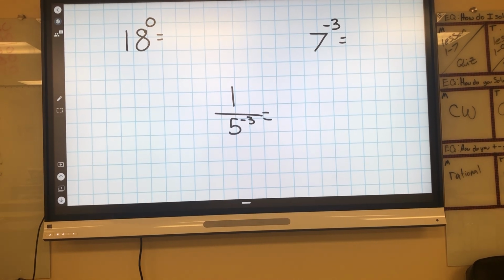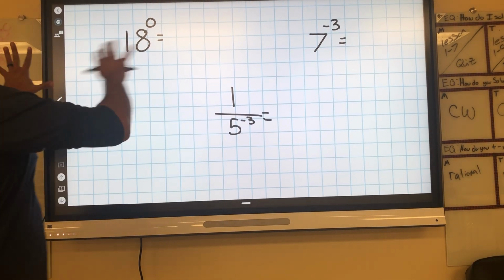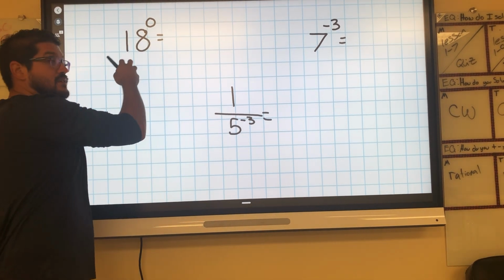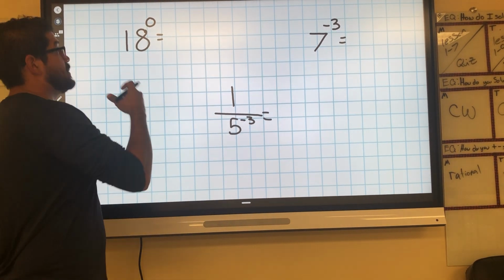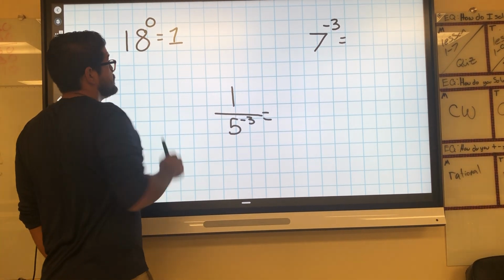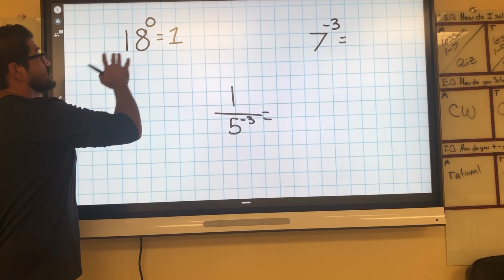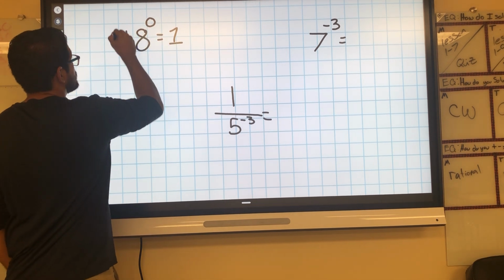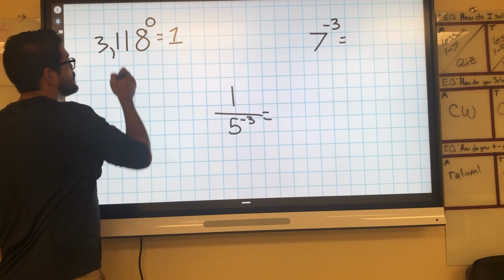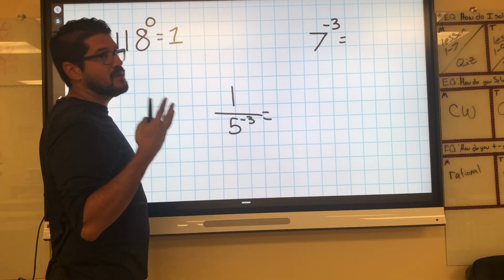All right, so let's talk about exponents for right now. Any number that is not 0 to the power of 0 equals 1. So if this was 18 to the power of 0, it would be 1. If it was 118 to the power of 0, it would be 1. If it was 3,118 to the power of 0, it would be 1.